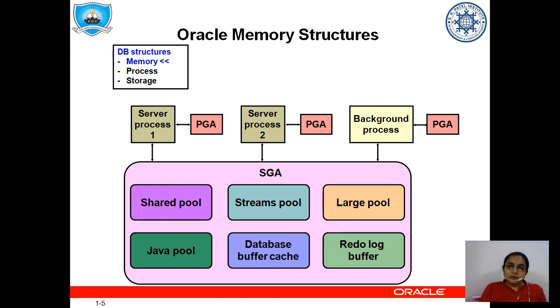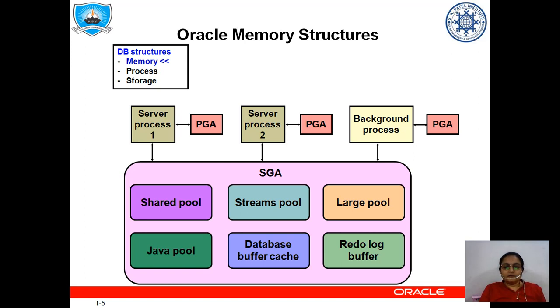Now if we talk more about the Oracle memory structure in detail, it has two main parts: one is the System Global Area and another is the Program Global Area. The System Global Area mainly consists of the main memory parts like the shared pool, streams pool, large pool, Java pool, database buffer cache and redo log buffer. All these main memory areas are required to handle the shared processes for all Oracle users.